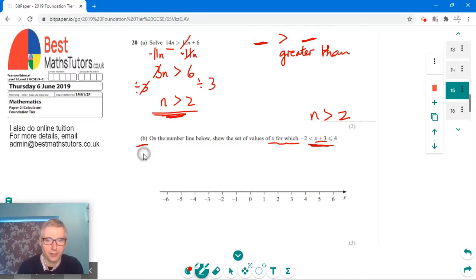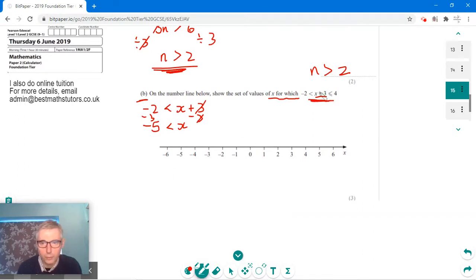So I would say, right, let's look at this one. -2 is less than x plus 3. And so what I'm going to do is just get the 3 removed from here. So take away 3 and take away 3. And so what I end up with, -2 minus 3 gives me -5. And that is going to be less than x. So that's the 3's cancelling there.